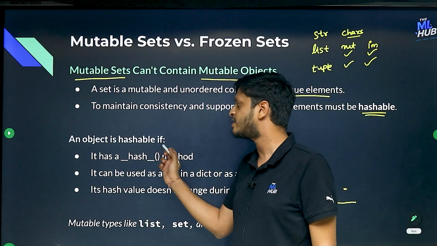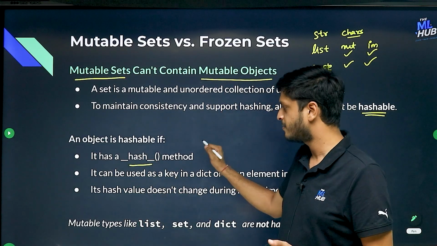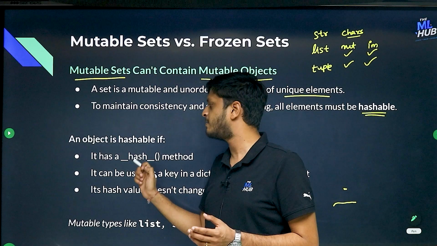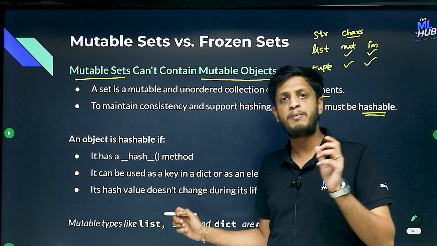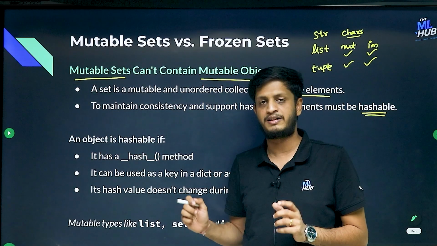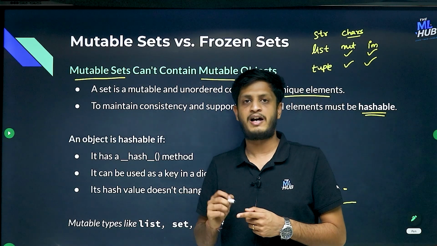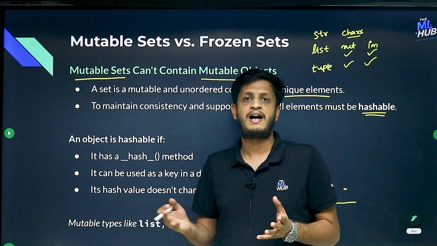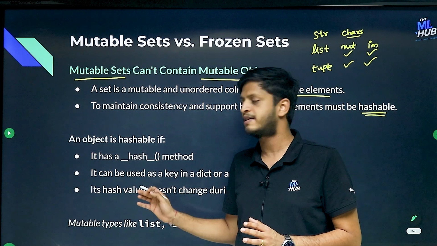An object is hashable if it has a hash method. This is very high level detail, you don't need it. But for now, just understand that a hashable object, when you create it, like the class, must have a hash method. And all the immutable objects have a hash method in them. Integer, string, tuple, they all have a hash method. Lists don't have a hash method inside them. So only immutable objects have a hash method inside them.